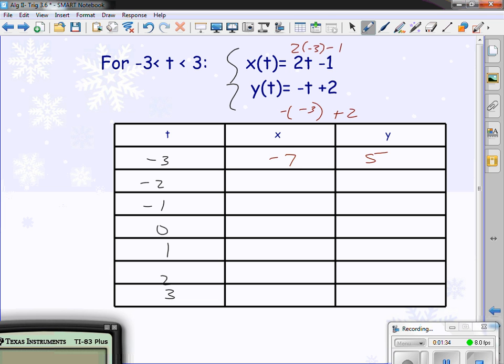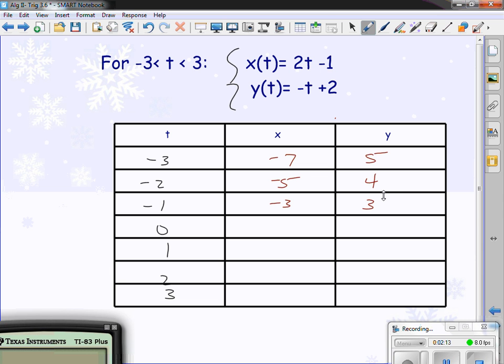Right. I now do -2. Substitute in the -2. 2 times -2 is -4 minus 1 is -5. Put in the -2 for y: +2 plus 2 is 4. Put in the -1. 2 times -1 is -2 minus 1 is -3. -1 plus 2 is 3.